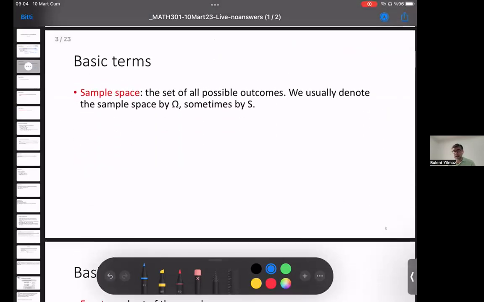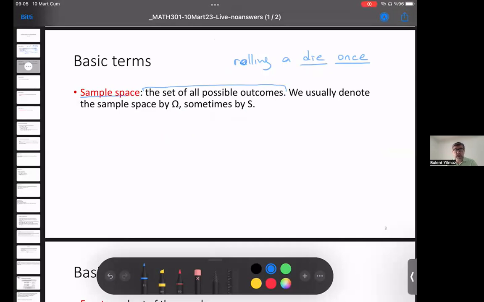Now I want you to tell me, write to the chat, what is the sample space for rolling a die once? I can do it twice or 3 times, but now I'm talking about rolling a die once. What is the sample space? Look at the definition of sample space: the set of all possible outcomes.